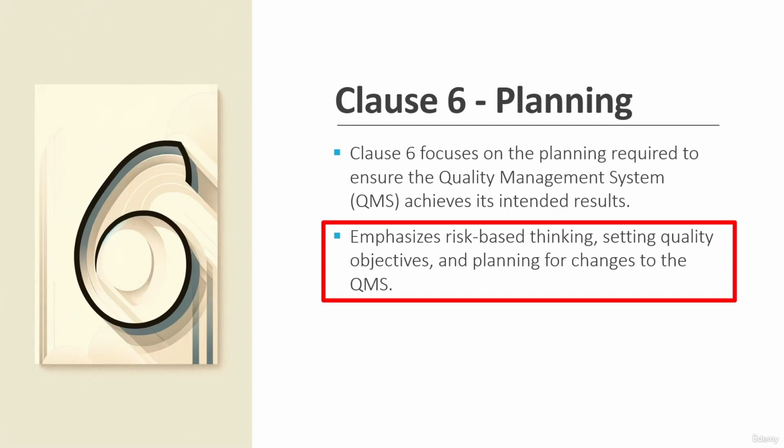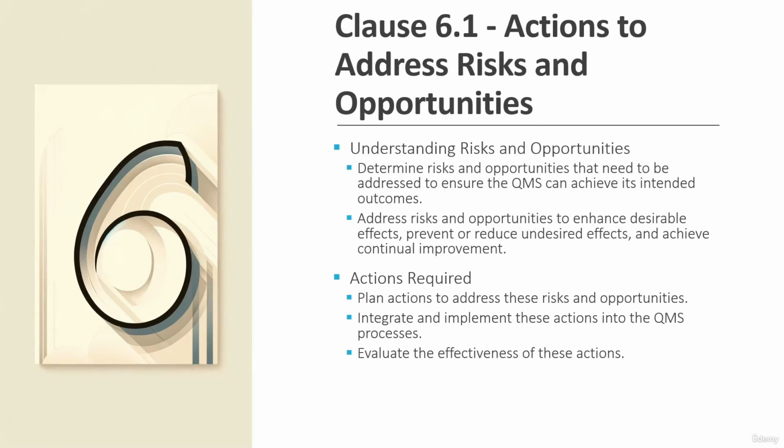And then 6.2 is related to quality objectives. We did talk about quality objectives when we were talking about quality policy earlier. That is clause number 6.2. We will talk about 6.2 and 6.3 in the next video. And 6.3 is planning for changes to the quality management system. So let's just focus on clause number 6.1 in this video. And 6.1 is actions to address risks and opportunities.